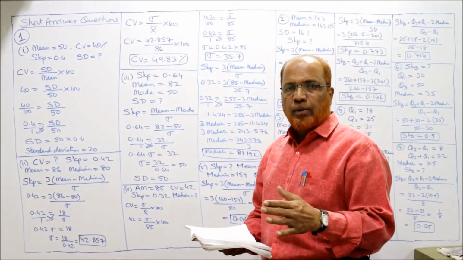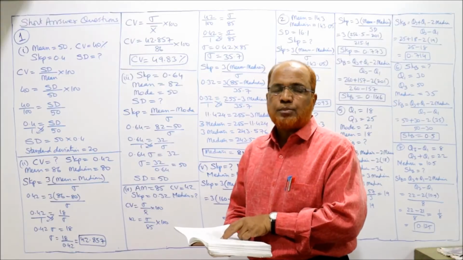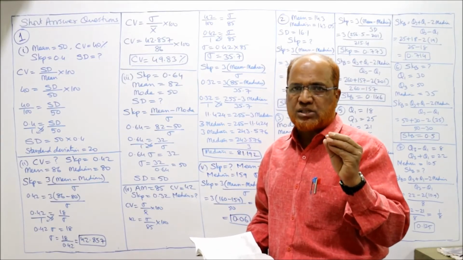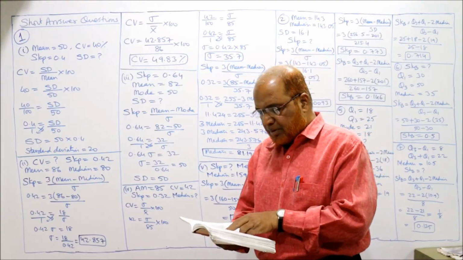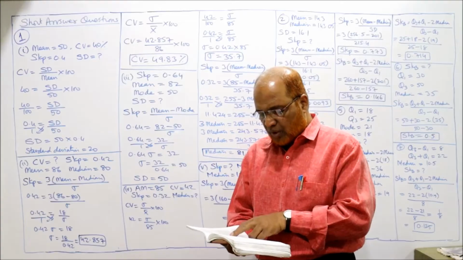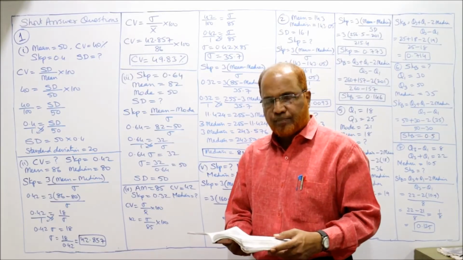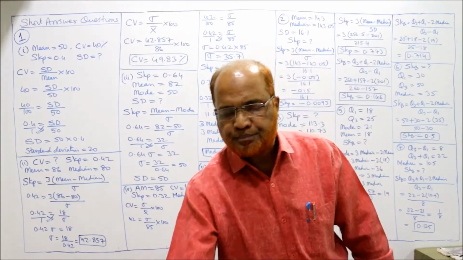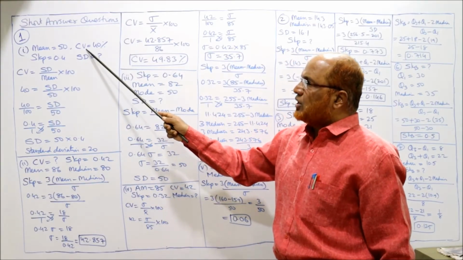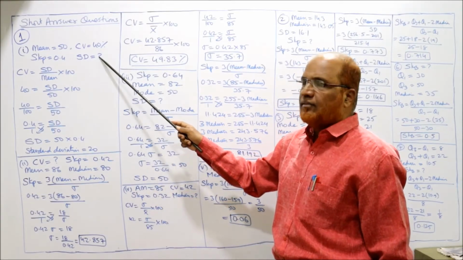I am reading out the problem. If you have the copy, just carefully follow it. In the first problem, we have 5 bits: 1, 2, 3, 4, 5. The first bit I am reading out. Mean is equal to 50, CV is equal to 40, SKP is equal to 0.4. Find standard deviation. So we are given the mean value. Mean is 50, CV, coefficient of variation, is 40, SKP 0.4, we have to find out the standard deviation.